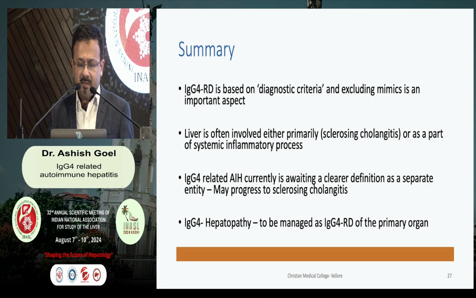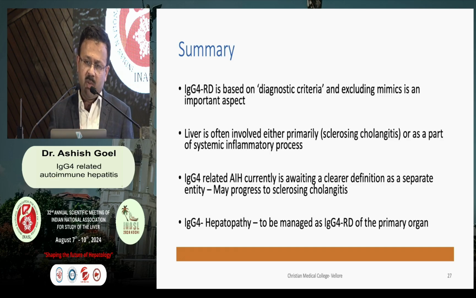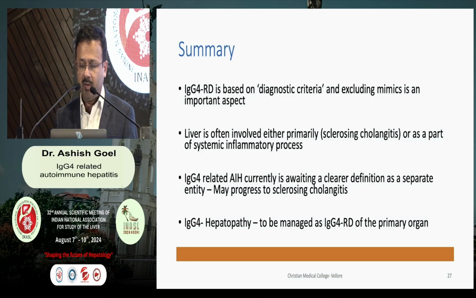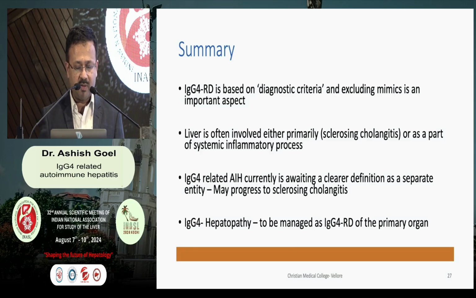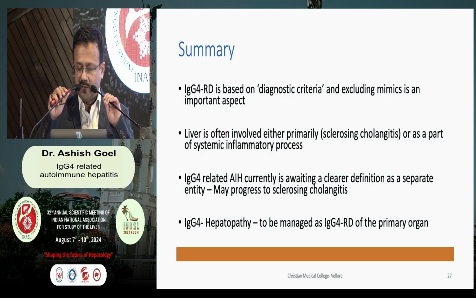So to summarize, IgG4 related disease is based on a diagnostic criteria. Excluding mimics, especially in a country like India, is a very, very important aspect of this disease. And the liver is often involved either primarily or as a part of a systemic inflammatory process. IgG4 related autoimmune hepatitis is currently awaiting a clearer definition, but may progress to sclerosing cholangitis, and IgG4 hepatopathy is to be managed as IgG4 related disease of the primary organ.